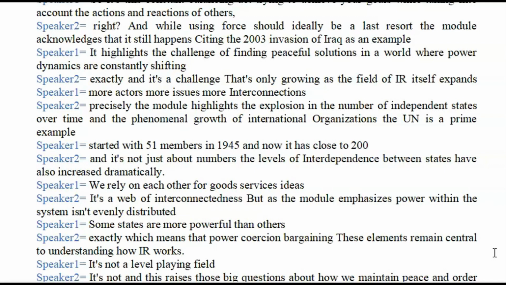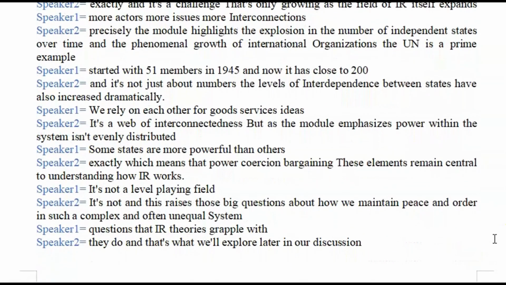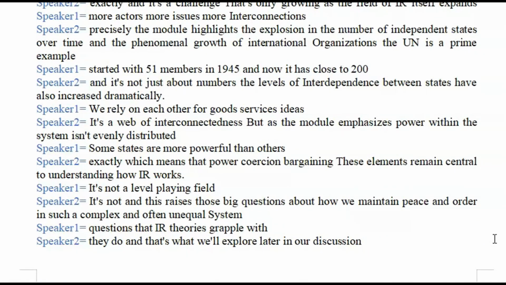Precisely. The module highlights the explosion in the number of independent states over time and the phenomenal growth of international organizations. The UN is a prime example. Started with 51 members in 1945, and now it has close to 200. And it's not just about numbers. The levels of interdependence between states have also increased dramatically. We rely on each other for goods, services, ideas. It's a web of interconnectedness.